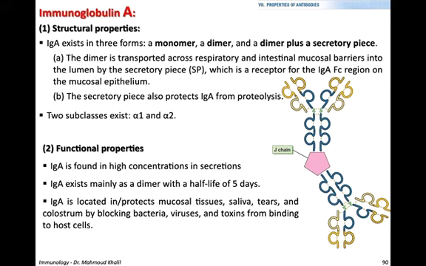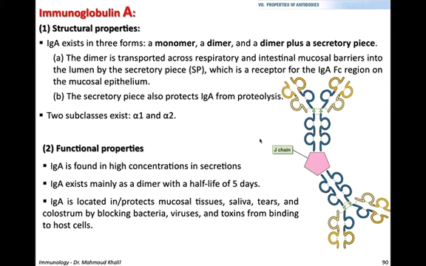As for functional properties, this kind of antibody is found in high concentration in secretions. As we said, it can exist as a dimer with a half-life of 5 days, and it protects the mucosal tissue. You can see it's in almost all secretions: saliva, tears, even colostrum, blocking, of course, bacteria and a lot of pathogens that can affect our body.